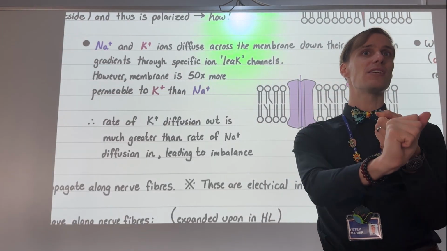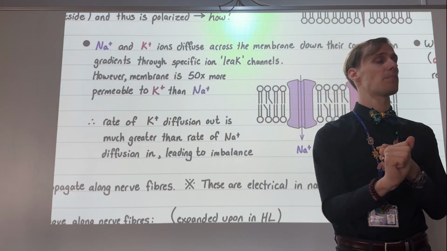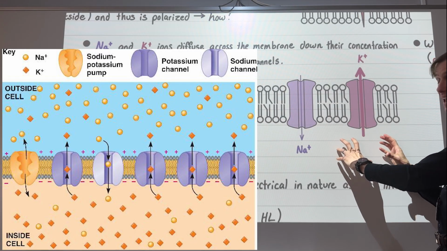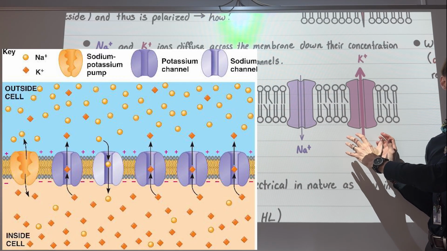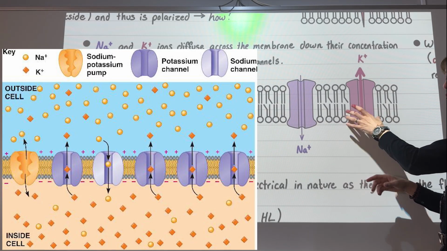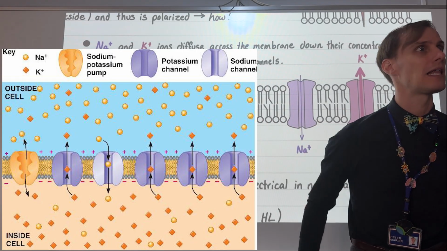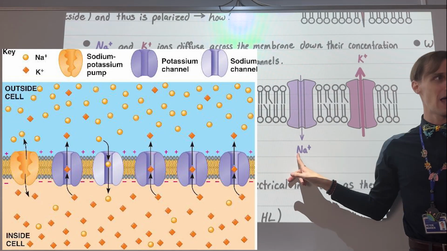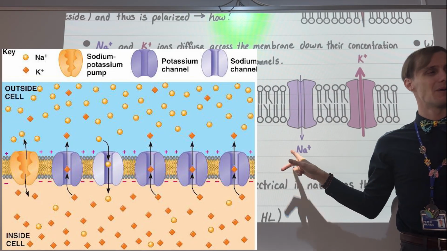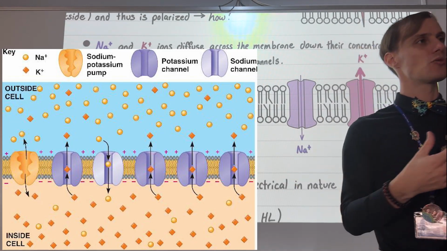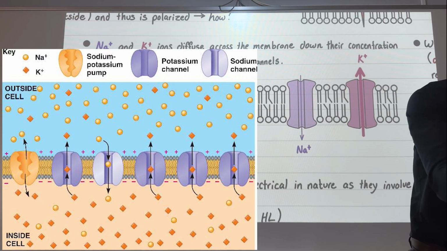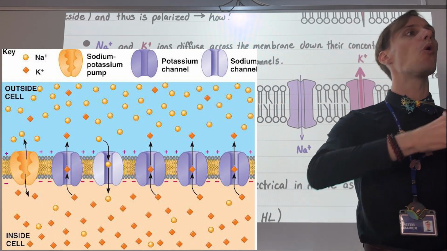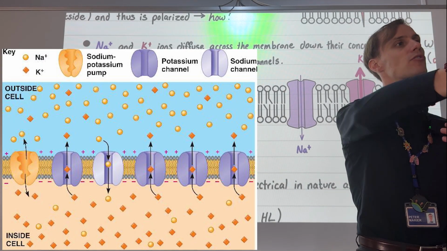We created this original imbalance with the sodium-potassium pump. We've now created a high concentration gradient of potassium inside the neuron. These channels all over the place are going to allow a lot of it to just exit right back. Now again, we do have sodium channels as well, but far fewer of them. So this is again leading to an imbalance. We're losing even more positive charges outside of the neuron.